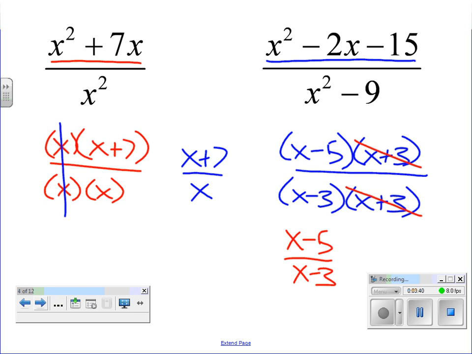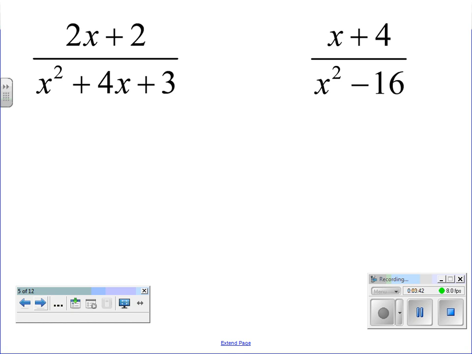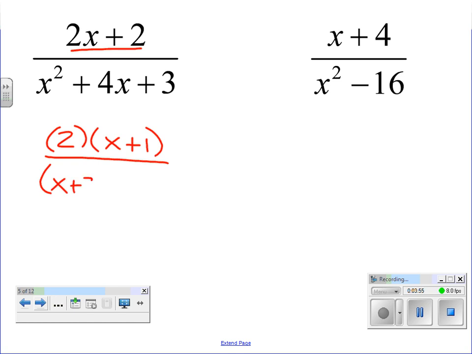Let's take a look at the next page. On the top here, what can I take out? I can take out a 2. Again, I don't have to put the 2 in parentheses, but I like to because it shows it as a factor. And we have x plus 1 here. On the bottom, we're going to have x plus 3 as one factor, x plus 1 as the other factor. And once again, notice parentheses cancel each other out. So that factor and that factor are the same. They cancel each other out, and you're left with 2 divided by x plus 3.